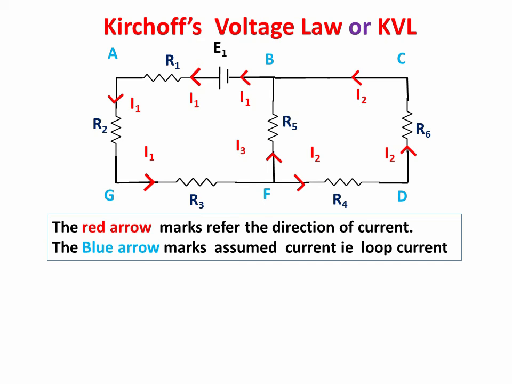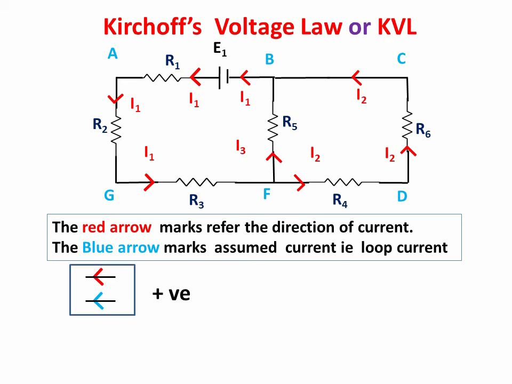Now we have to draw the blue arrow. The blue arrow marks assumed current, that is loop current. For example, I choose ABFG loop, then I have to draw an arrow mark A to B, then B to F, F to G and G to A. For example, if you choose the loop as BAGF, then B to A to G, G to F and F to B. In this way you have to draw the current.